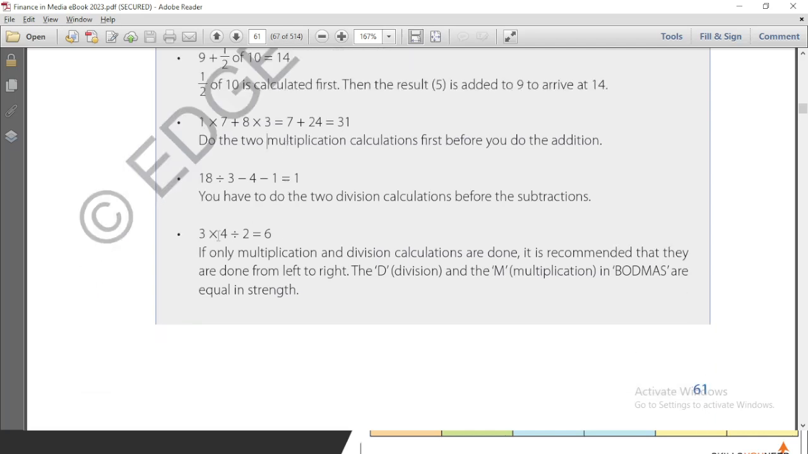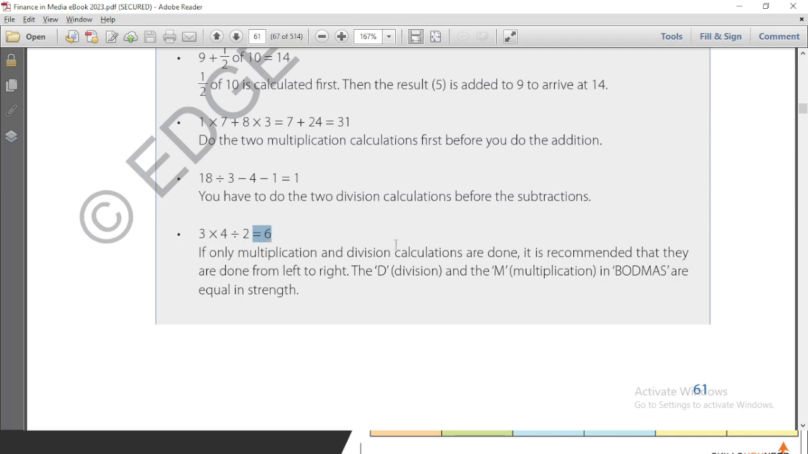And then where you have a question like 3 times 4 divided by 2, it doesn't matter which one you start with under this scenario, they all have the same weight, the multiplication and division. So you can say 4 divided by 2, that's going to give you 2, and then 2 multiplied by 3 giving you 6, or you say 3 multiplied by 4, it's going to give you 12, and 12 divided by 2 gives you 6. So they both hold the same weight.